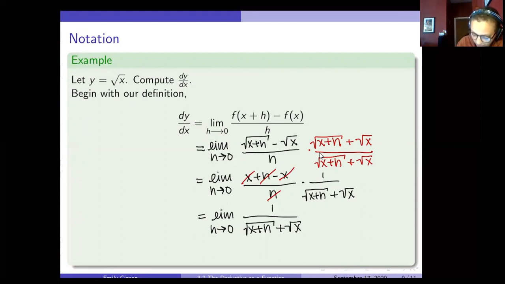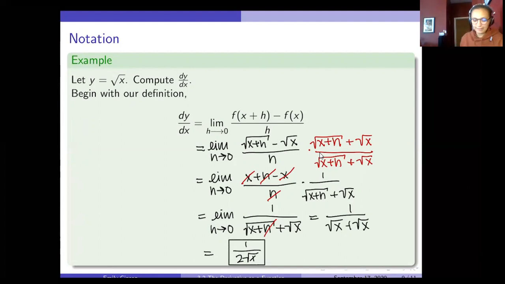Now when we take our limit, this h is going to go to 0. We're left with 1 over root x plus root x. Our final answer is 1 over 2 root x. And there you have it. We plugged in a function and we got another function out, and that's exactly what we're looking for.